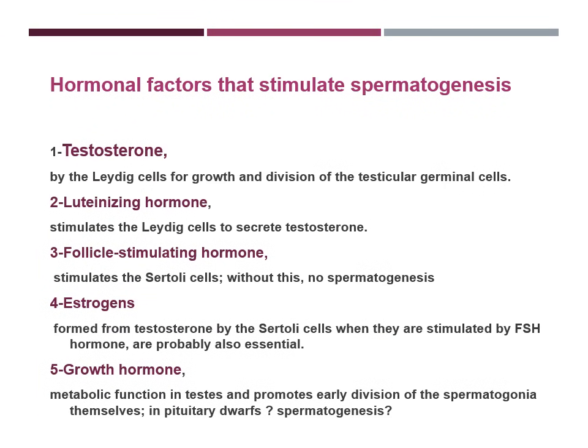Now, the hormonal factors that are important for spermatogenesis are, first, testosterone, which is released by the Leydig cells in the interstitium. This hormone is important for growth and division of the germinal cells. Okay, so it's very important for spermatogenesis. Also, it has other functions that we discuss later.